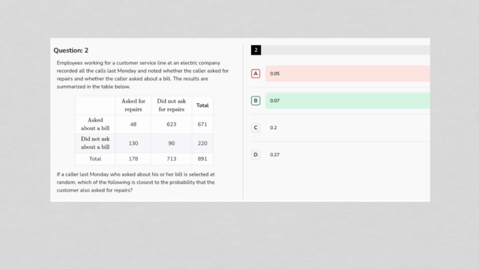So this question is a diagram question. Any question that provides some visual input, I'm going to call a diagram question. So the question here says employees working for a customer service line at an electric company recorded all the calls last Monday and noted whether the caller asked for repairs and whether the caller asked about a bill. The results are summarized in the table below.